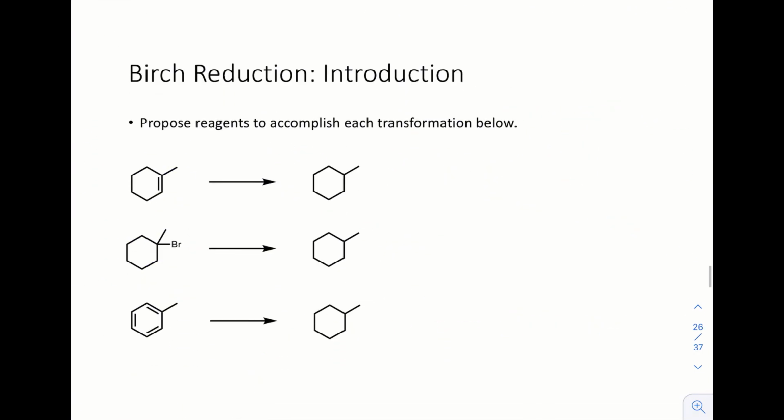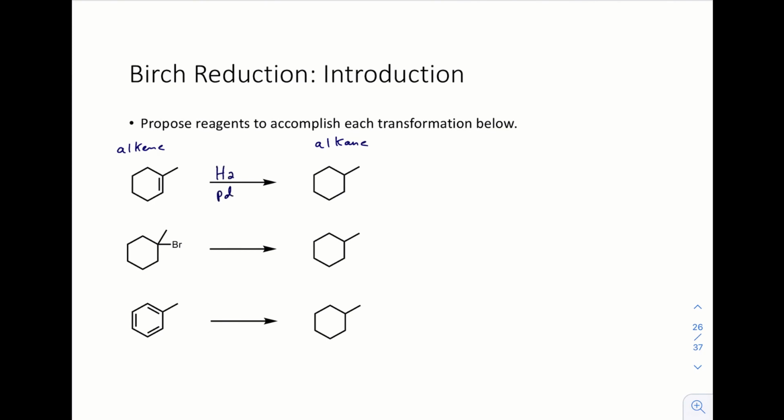So to introduce the Birch reduction, please propose reagents to accomplish each of these transformations. Alkene to alkane, easy peasy. Hydrogen gas with palladium on carbon catalyst. Again, that is a syn addition of H2 across the two carbons of the alkene. If stereocenters were generated, we would expect a single diastereomer, where the hydrogen atoms added to the same face.